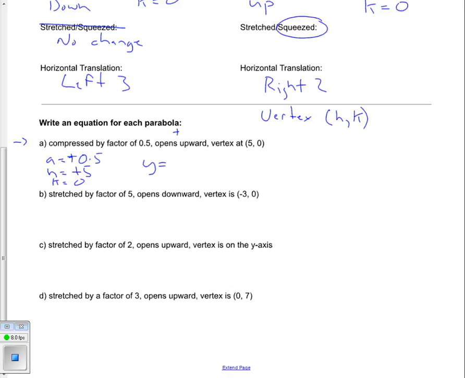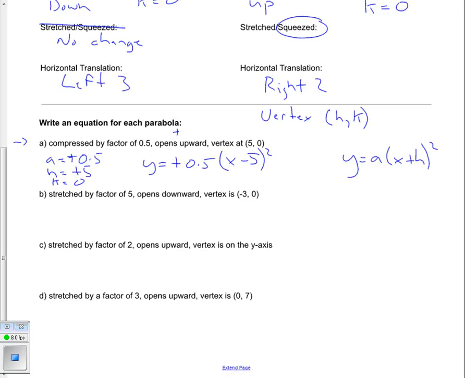Okay, so what we know then is that the equation for this particular parabola, we know the a value. So the a value is going to be positive 0.5. And since we know that the h value is positive 5, we have to write that the opposite way. Okay, so instead of writing x plus 5, it's actually going to be x minus 5 all squared. Okay, so again, we're writing this always in the form y is equal to a(x plus h) squared. Okay, and we'll deal with adding in the k value in the next lesson.